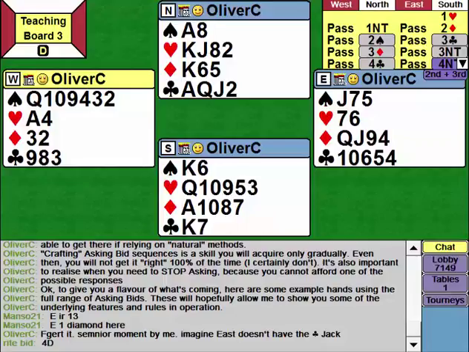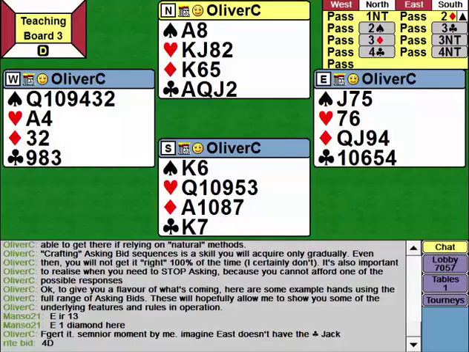Okay, so South has shown second and third round control of clubs. From this, I now know 2 things. I know they've got exactly King X in clubs, and I know that they haven't got 2 aces, because they now must have the King of Spades, because they must have an ace and 2 kings. So we are missing either the Ace of Diamonds or the Ace of Hearts. Which one does make a slight difference. So now, I will make that ask in diamonds.